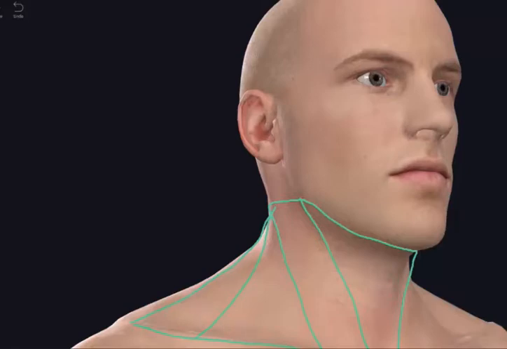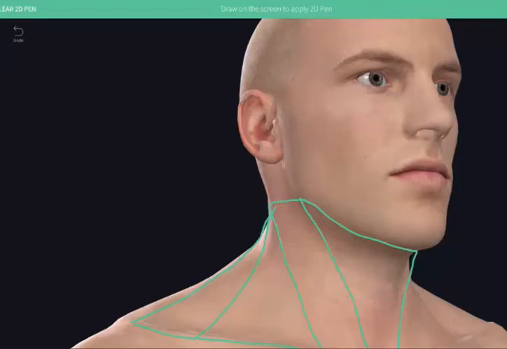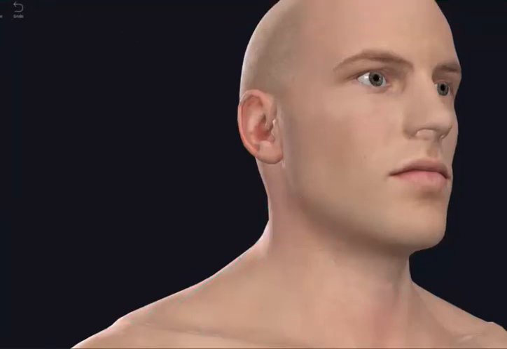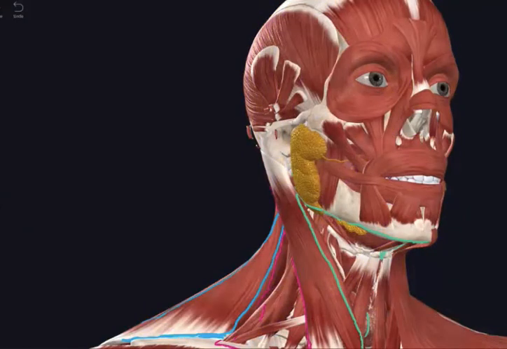We need to remember also that the sternocleidomastoid has two heads, right? It's called sternocleidomastoid, which implies that it has an attachment to the clavicle and to the sternum. To illustrate this, see if I can get rid of this pen drawing, and also if I can get rid of the skin for us. So here's the pen. I'm going to clear the 2D pen. Okay, the pen is gone now, and now I'm going to remove the skin.